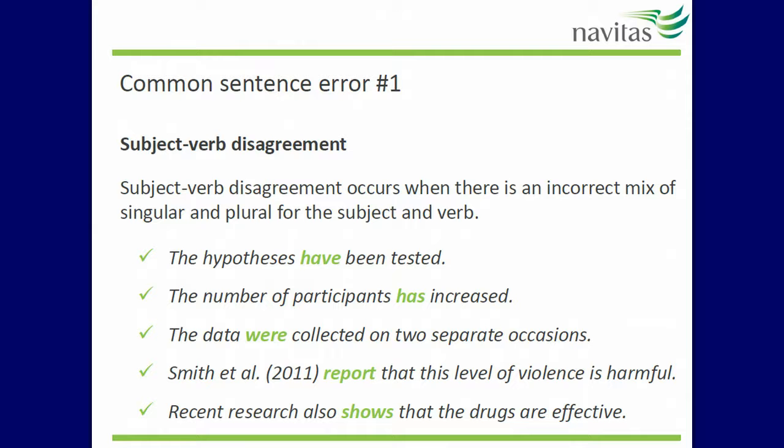It can be tricky to work out whether a subject is singular or plural sometimes. Here, even though there is the word participants, the actual subject is the number, which is singular. Data is actually a plural noun, a strange one. You just have to remember that. Et al. is an abbreviation that is used to mean and others, which means there is more than one author here, and so the verb needs to be report, not reports.